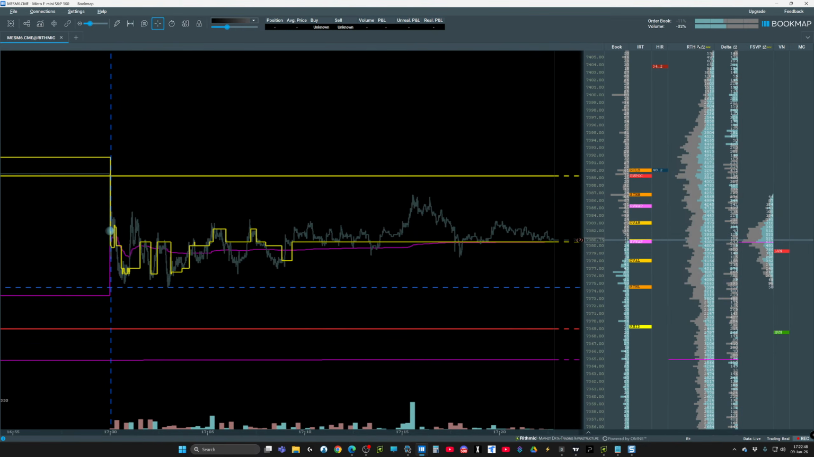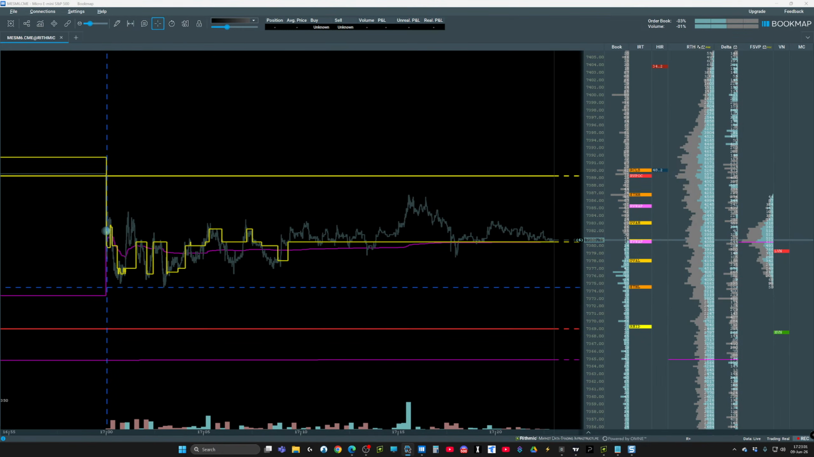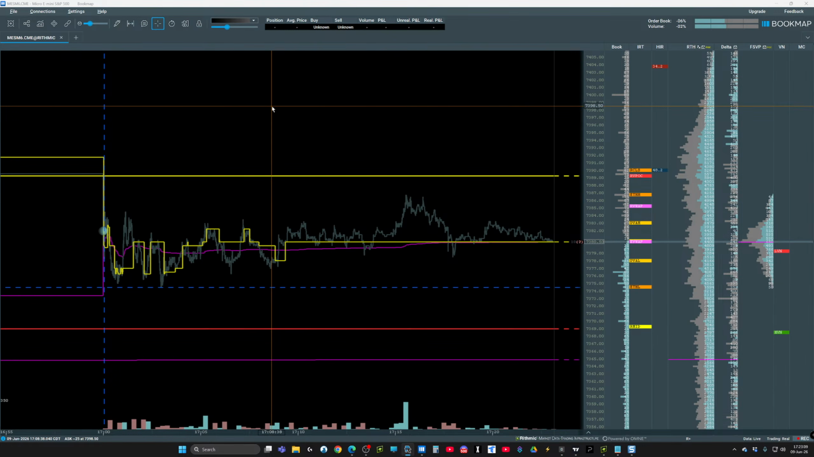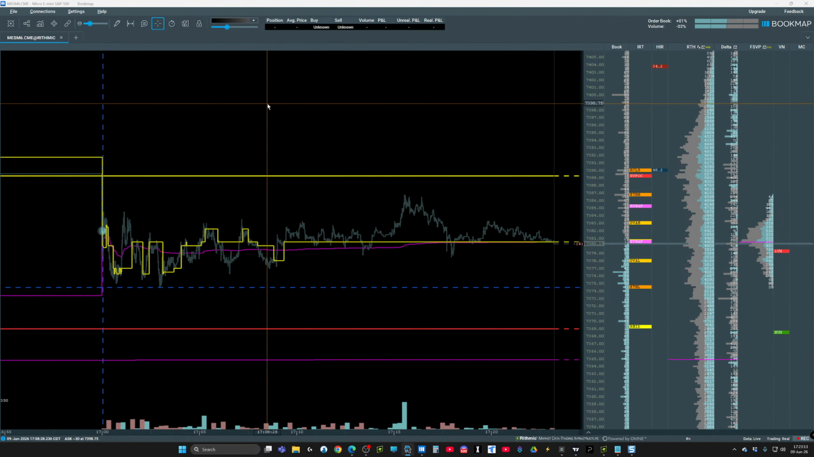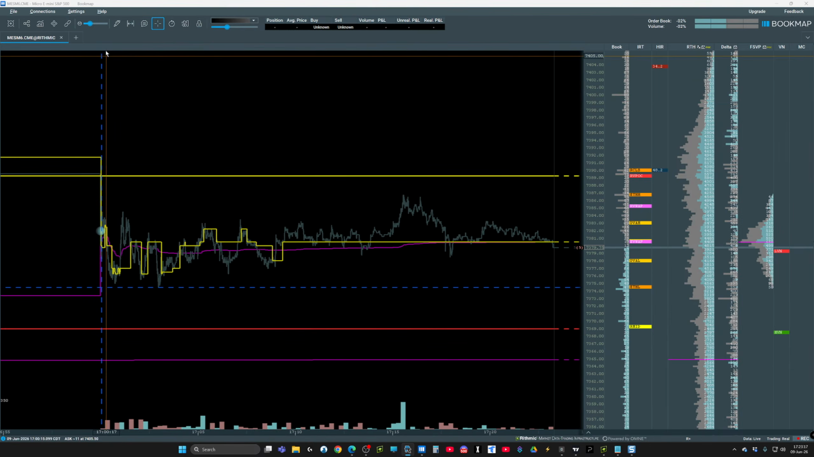So in anticipation of something meaningful happening here, let's get Bookmap configured to trade using the new hedge principle or technique for trade management.